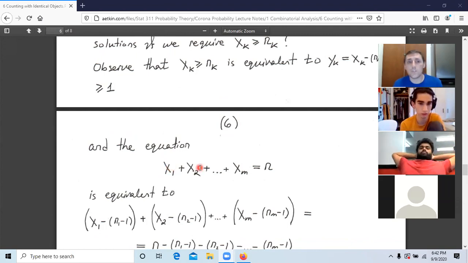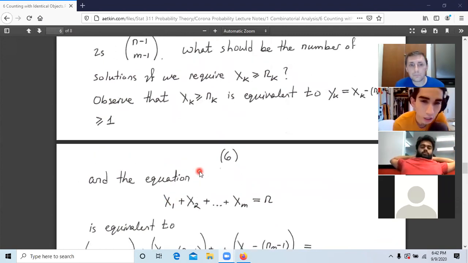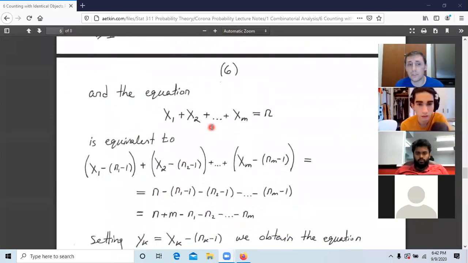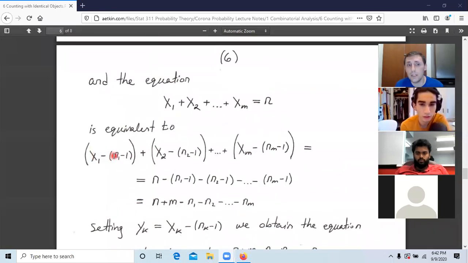Okay, so here is what I can do. Understand, each xk is bigger than or equal to n sub k, right? And I know how to solve the equations if each xk is bigger than or equal to 1. So this is what I will do. I will subtract from x1 n1 minus 1. Why do I do that? Because then this thing in parentheses has to be bigger than or equal to 1. Do you agree? If x1 is bigger than or equal to n1, then whatever is in this big parentheses is bigger than or equal to 1.